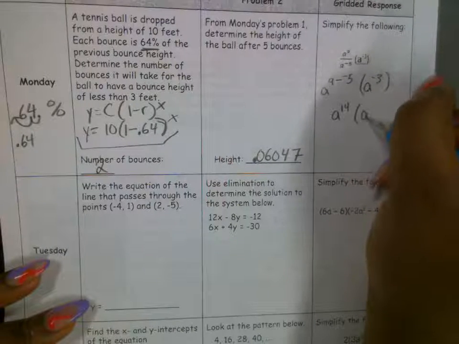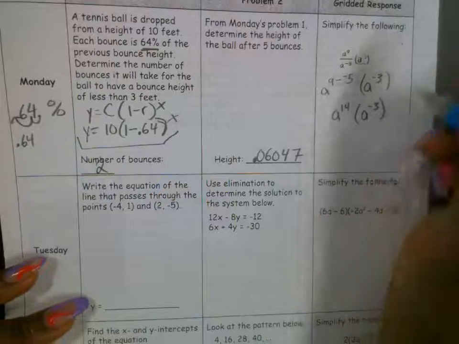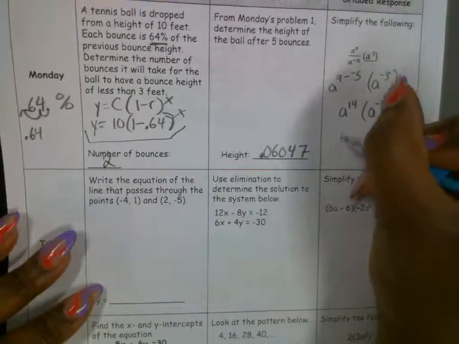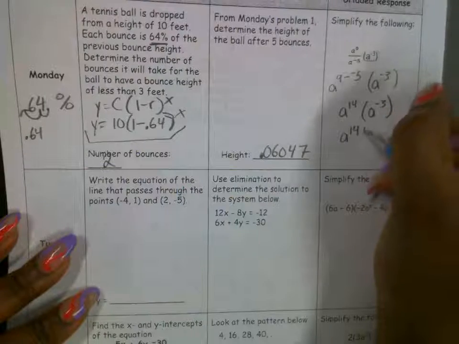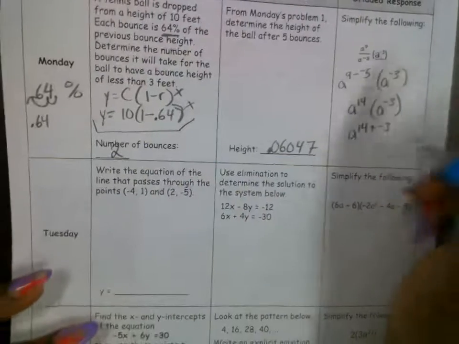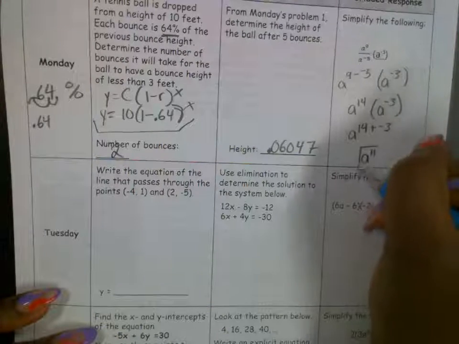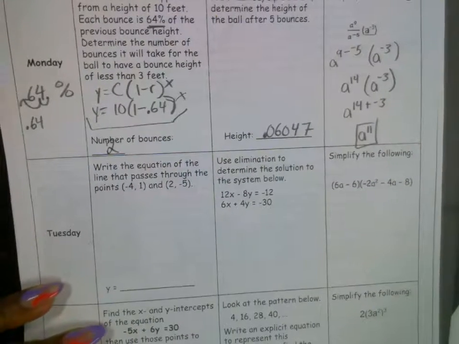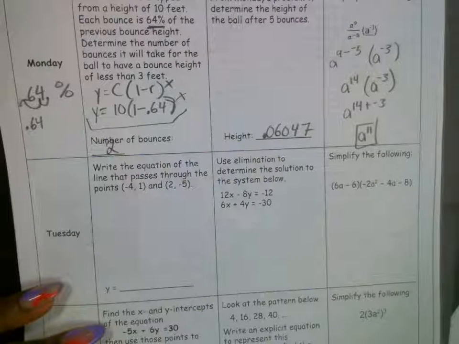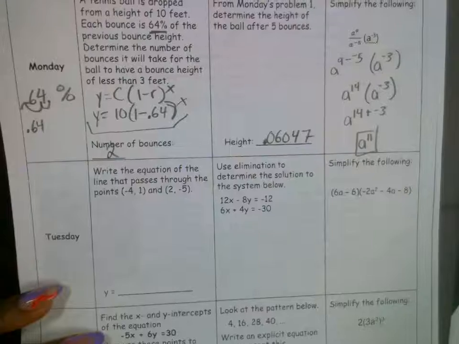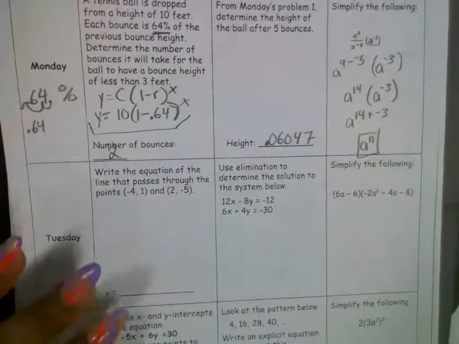Then we've got times a to the negative 3. Now what do we do? If we're multiplying, what do we do with the exponents? Add them. So we've got 14 plus a negative 3. What's 14 plus a negative 3? 11. So it's a to the 11th power. Any questions about how we got that? Please do one step at a time. Don't try to do multiple steps at the same time. Anybody lost?